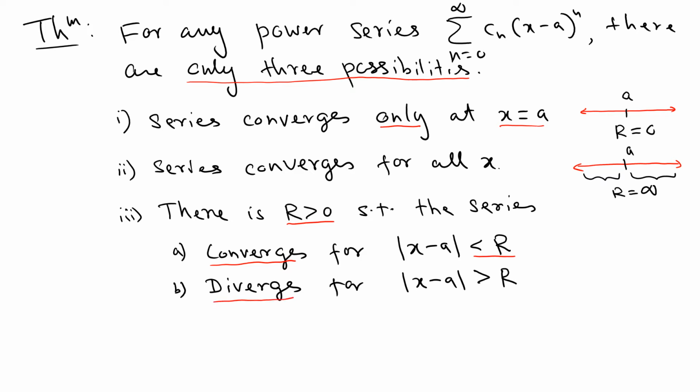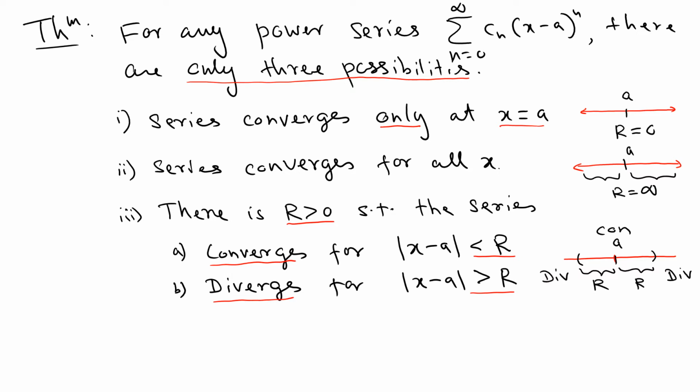Series diverges if |x minus a| is greater than r. So what does that mean? If you look at the number line, you have a, that's the a value. Then you go r away from a, that's the radius. So inside this interval the series is going to converge, and outside it is going to diverge.